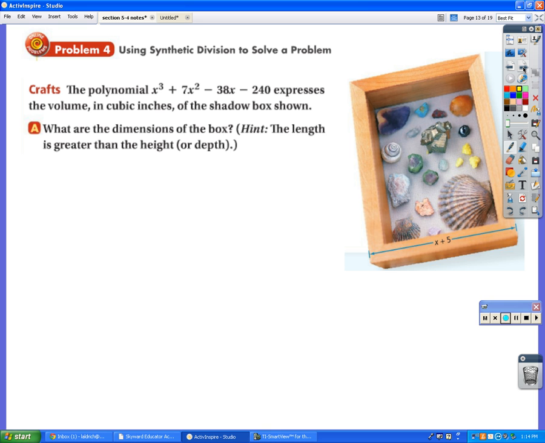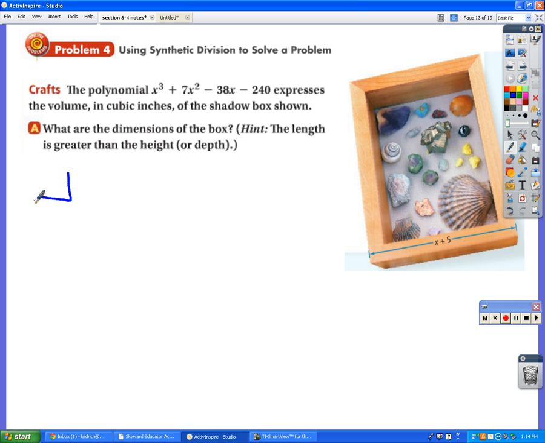All right, so you can always use these to solve fascinating word problems. For example, if you're doing some arts and crafts and you knew that the volume of the box you were building was x cubed plus 7x squared minus 38x minus 240, and you knew that this dimension here was x plus 5, and you wanted to find the other two dimensions, you would say, we can use synthetic division to figure that out.